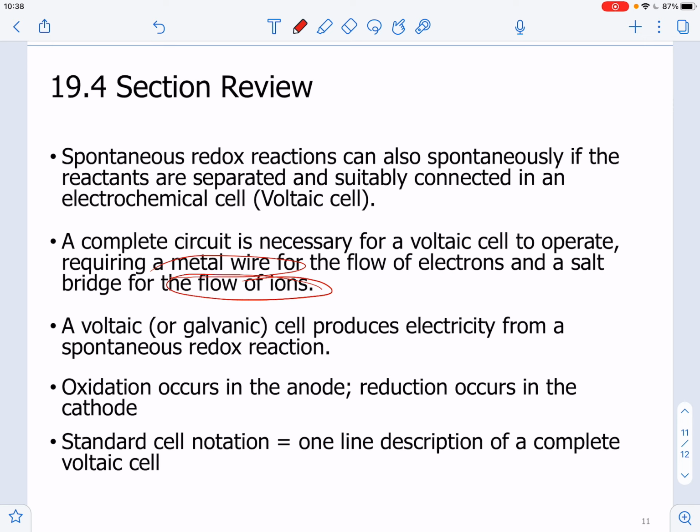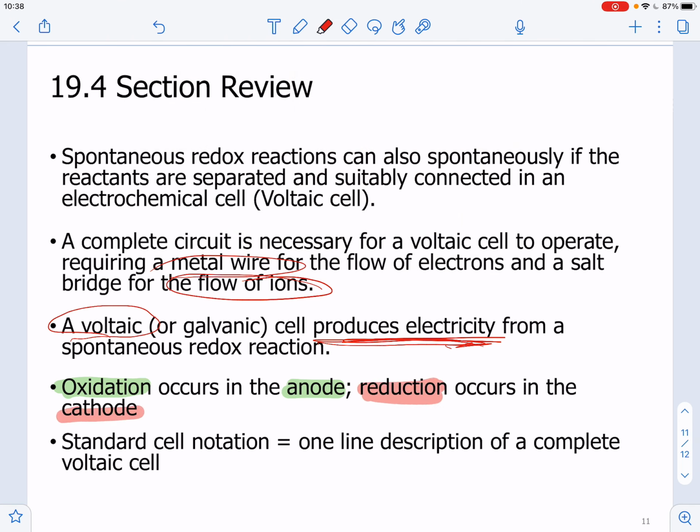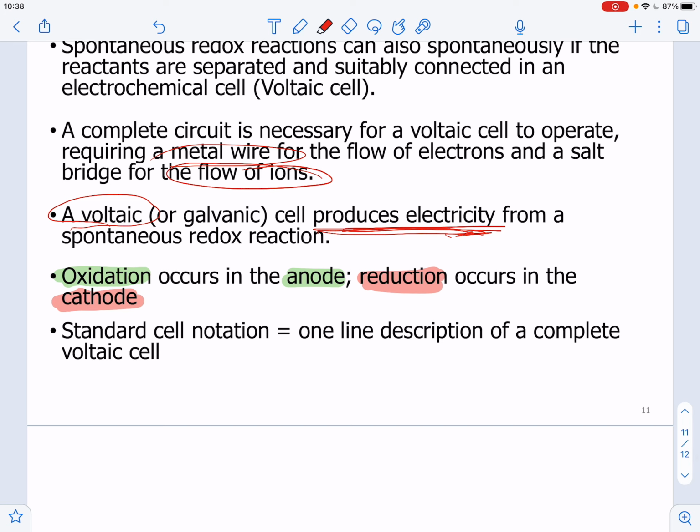Okay. We call Voltaic cells those that produce electricity. If it doesn't produce electricity, normally that would be an electrolytic cell. We will discuss that at the end of the semester. Okay. Important things to remember: the oxidation occurs in the anode, the reduction occurs in the cathode. So very important things to remember here. And the standard cell notation is what allows us to describe, instead of drawing the whole picture of a Daniell cell, you just use a one-line description that provides exactly the same information.